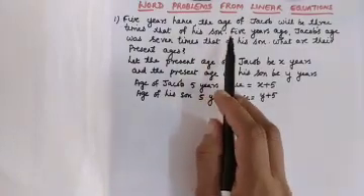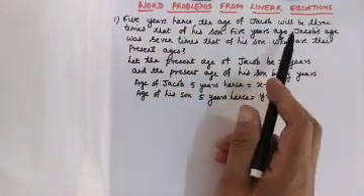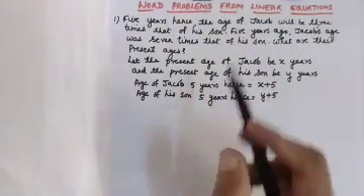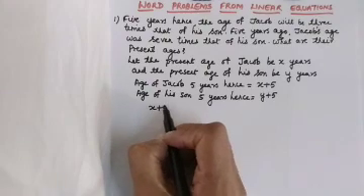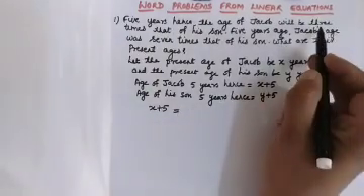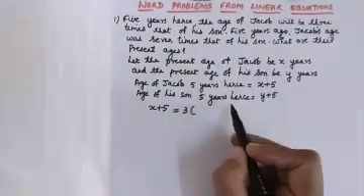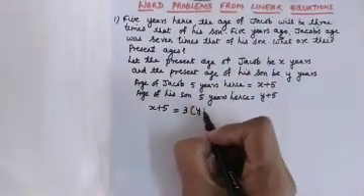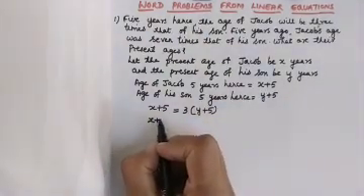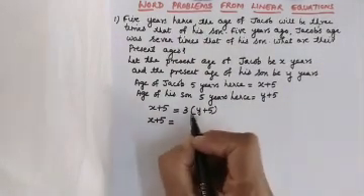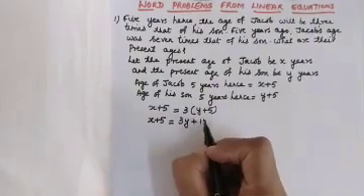Now what is given here? What is the first condition? 5 years hence the age of Jacob will be 3 times that of his son. So 5 years hence age of Jacob is x plus 5. It will be 3 times, 3 times means 3 into that of his son. Age of his son is y plus 5. Now you have to expand this. That is x plus 5 equal to 3 into y, 3y plus 3 5s are 15.